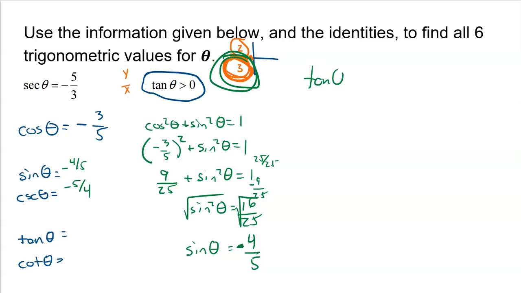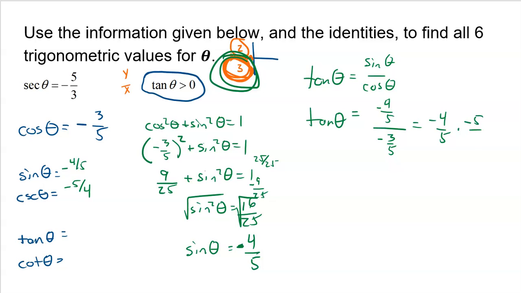I know tangent is sine over cosine. So what I'm going to do is replace the sine and the cosine. So sine is negative 4/5. Cosine is negative 3/5. And this is tangent. But look what happens here. And this is why if you know tangent, that doesn't mean you know sine and cosine. So you got to be very careful. What happens is the numerator stays the same. Instead of dividing by a fraction, I'm going to multiply it by a reciprocal, negative 5/3. The 5's reduce, and I just get positive 4/3. Negative times a negative is positive. And remember, I knew tangent was positive anyway.